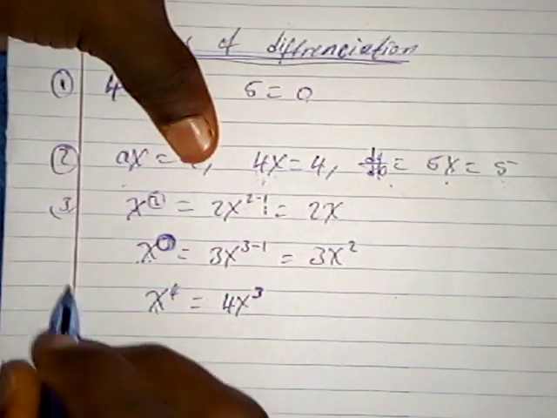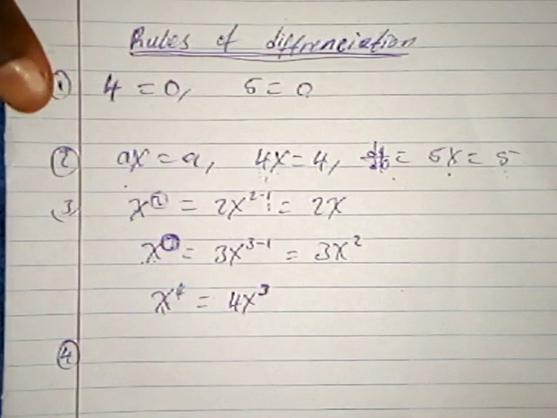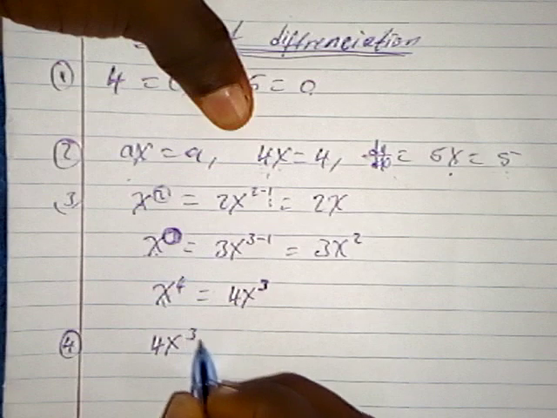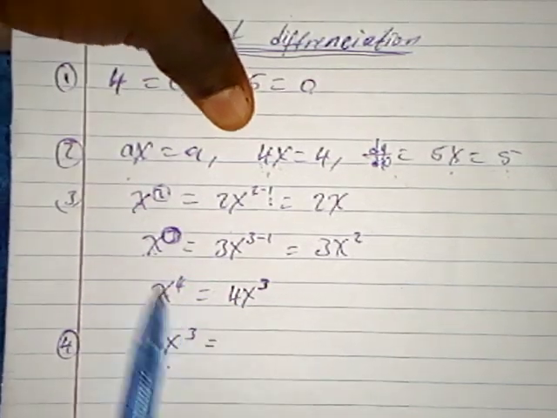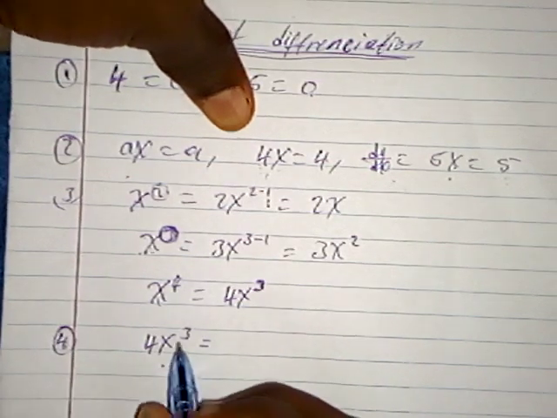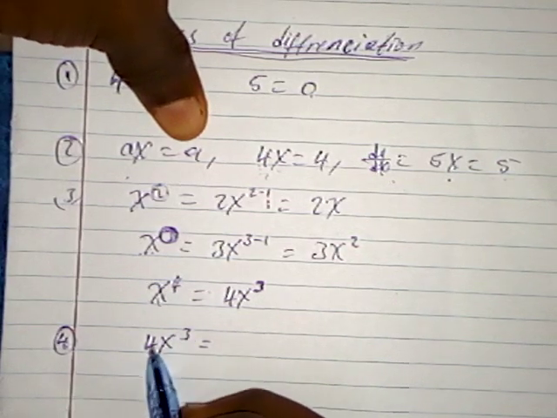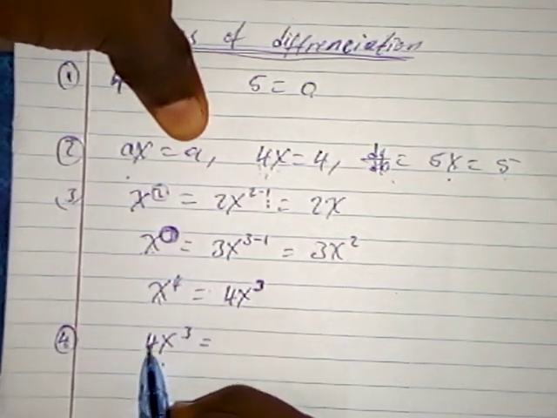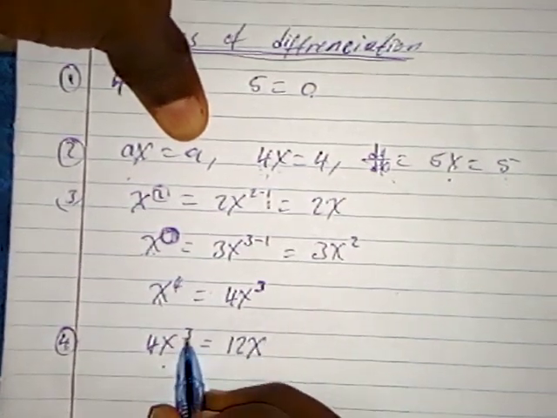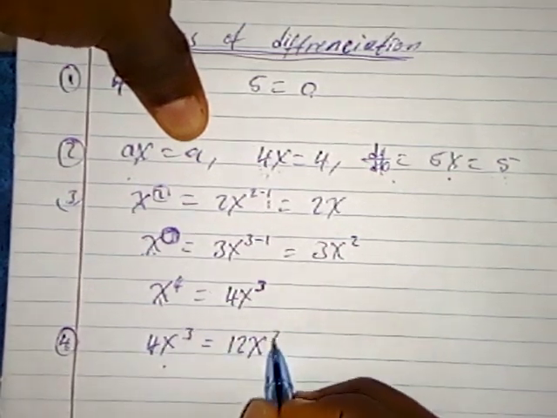Now we move to the 4th rule, which says what? The differentiation of a coefficient, variable, and a power. Right? Let's say 4x to the 3rd power. What is the differentiation? It's just similar to the 3rd rule. What are we going to do? Since the 4th rule has a coefficient, we are going to multiply the power with the coefficient, right? So we say 3 times 4 is what? 12. You will put there x, and we subtract the power. So 3 minus 1 is going to give you 2.